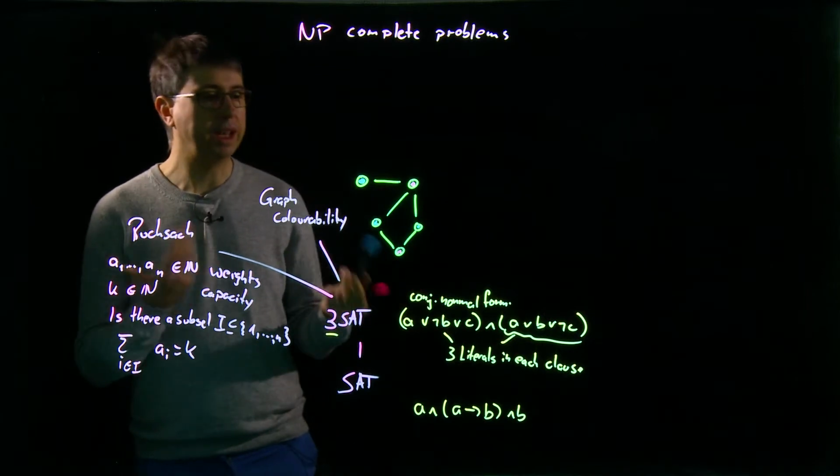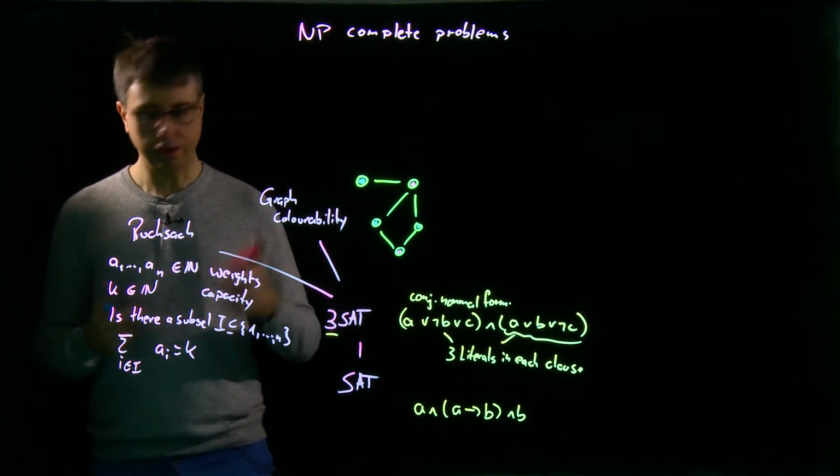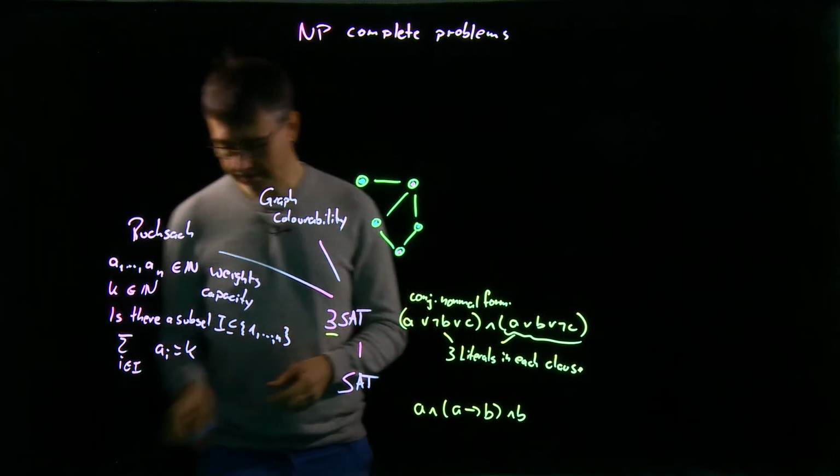And the question is, how many colors do you need? Is it possible to color a graph with a certain number of colors? That question is also NP-complete.